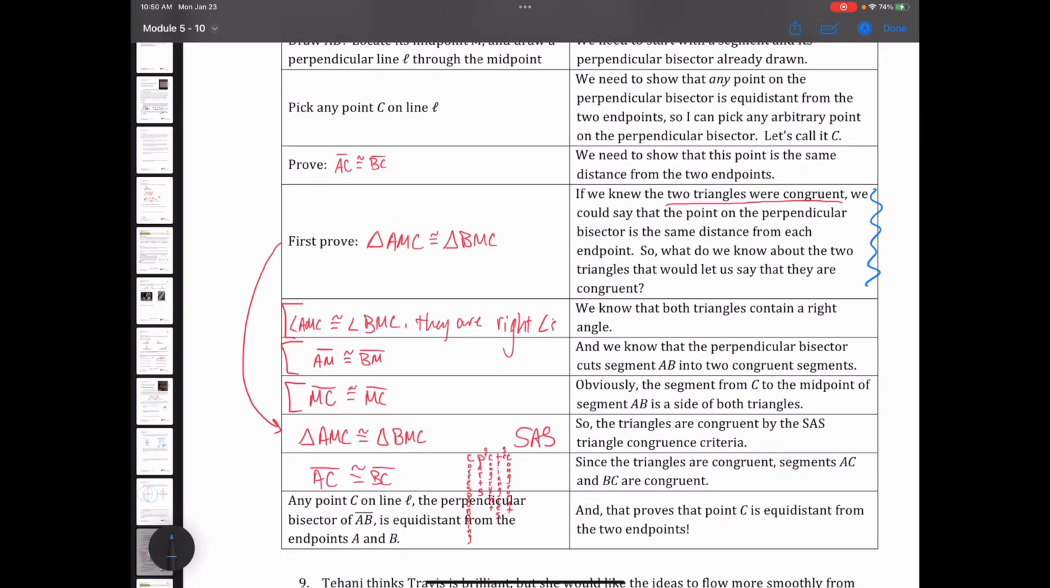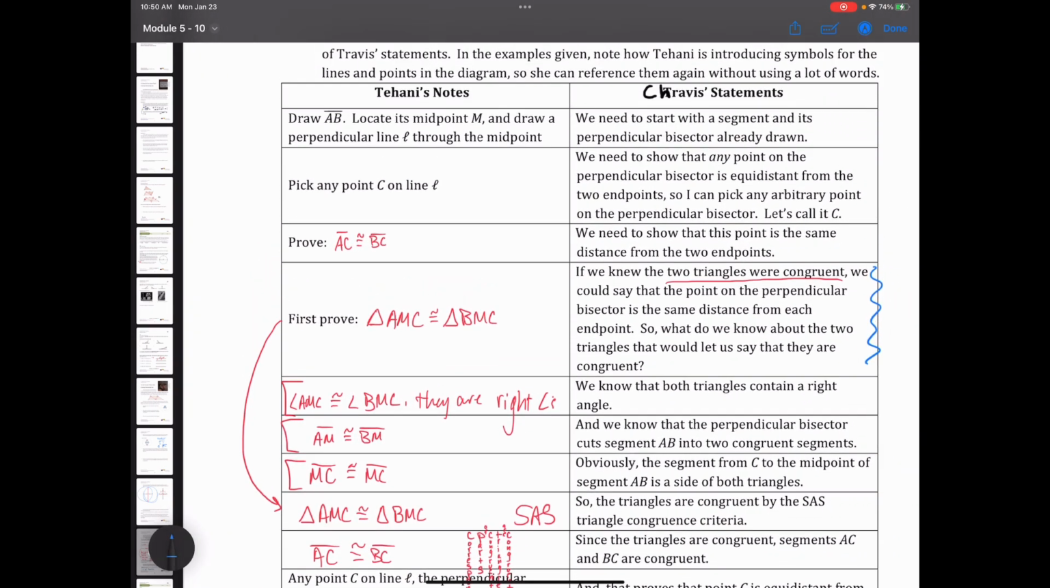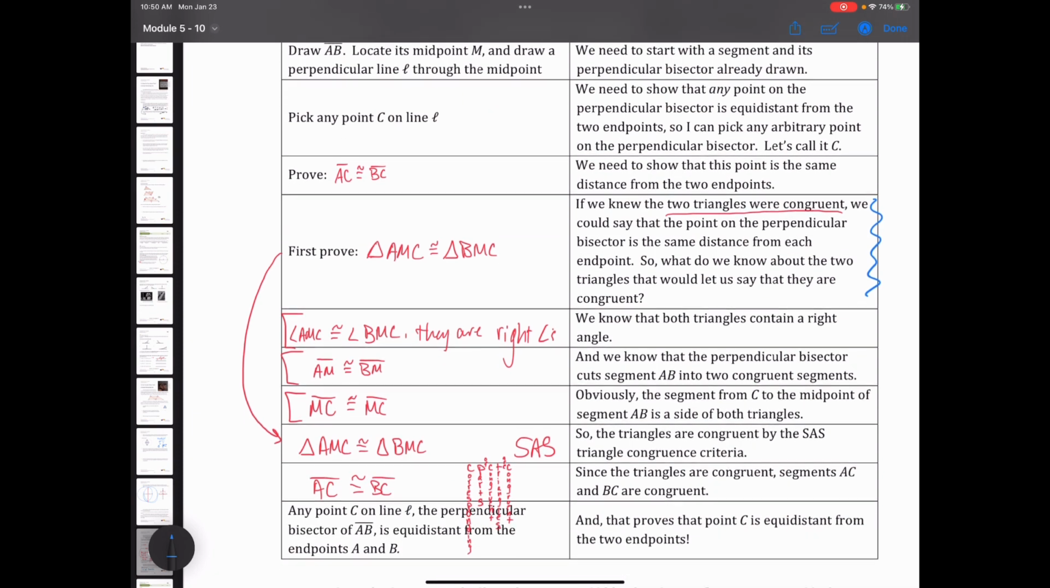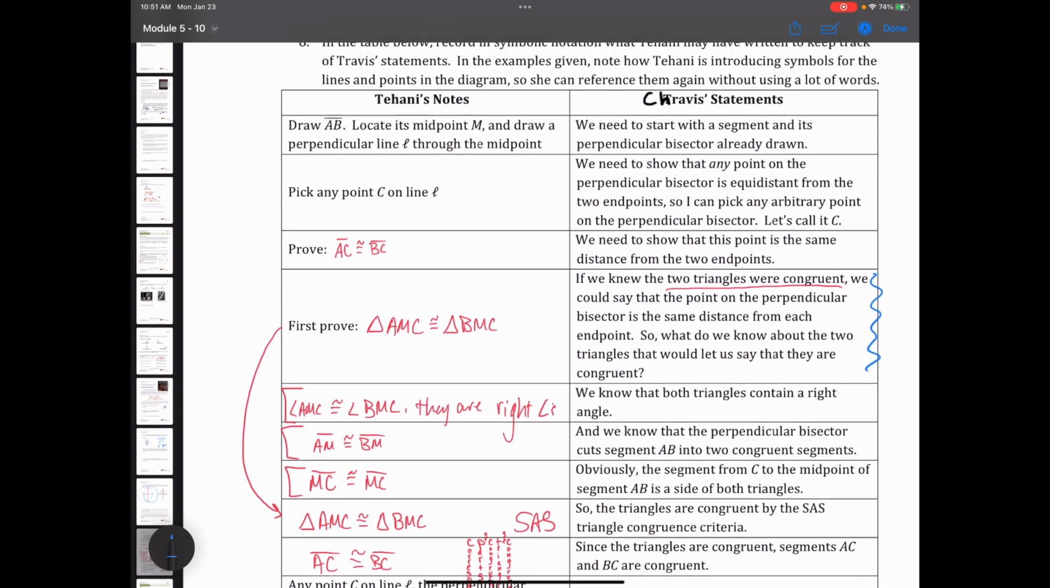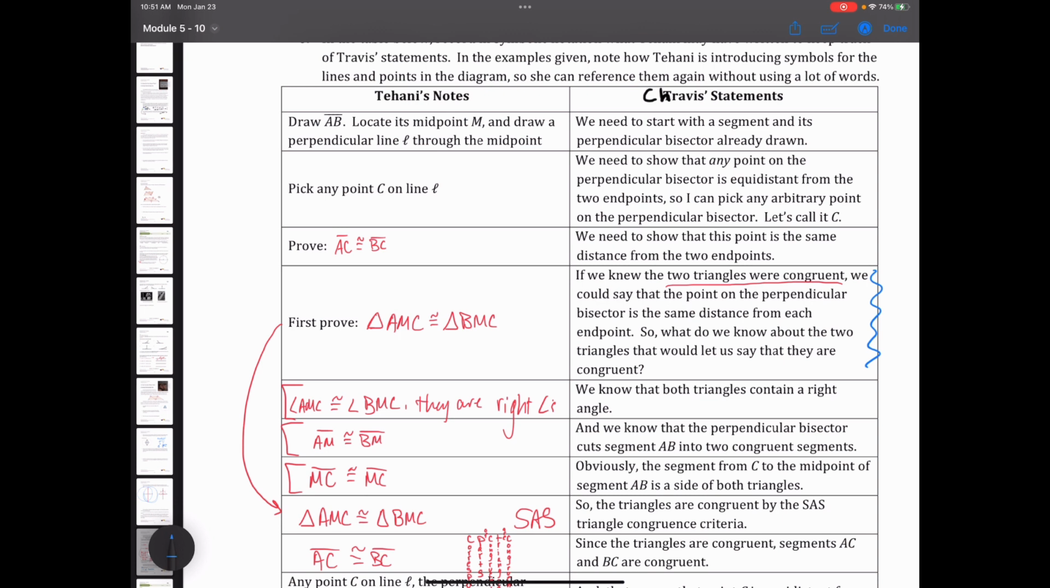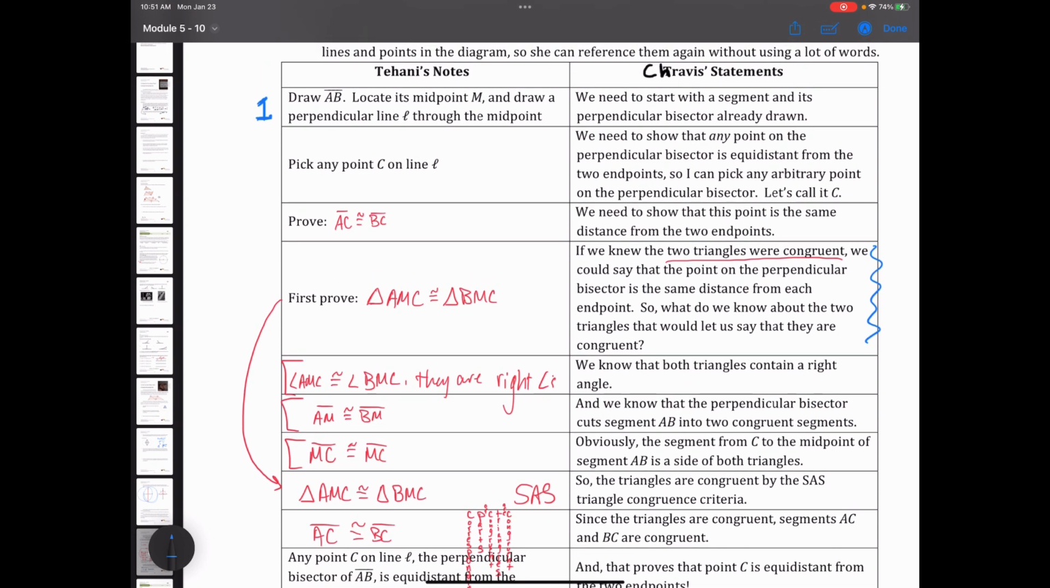What's the first thing in any proof? What are you proving? It's the given, which would be this first one up here. Drawing AB. Number 1. Then, no, because these ones are kind of out of order. We don't need that right now.